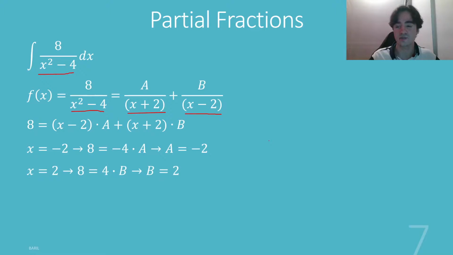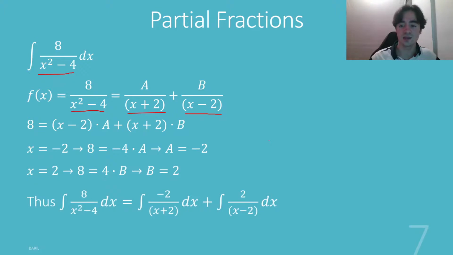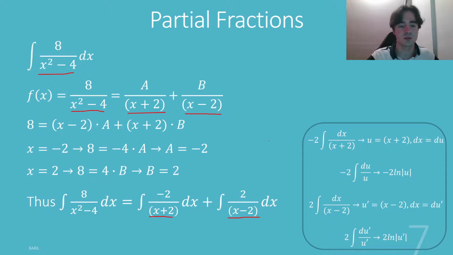We do the same process for b, except this time we use x is equal to 2. And that leaves us with the integral of minus 2 over the first factor, plus the integral of 2 over the second factor. So to integrate this, we're going to do a u substitution. In this case, we're going to have u is equal to x plus 2 here.